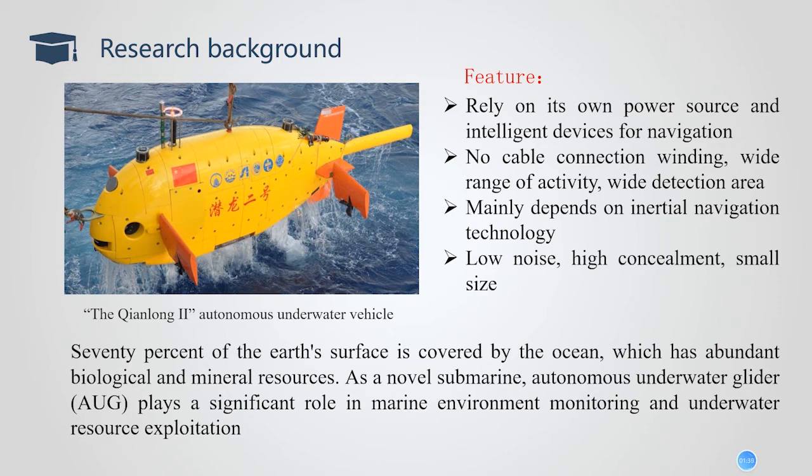This type of underwater vehicle often relies on its own power source and intelligent devices for navigation. They don't need cable connections, and have a wide range of activity as well as a wide detection area. Besides this, AUVs also have the advantages of low noise, high concealment, and small size, which make them irreplaceable.